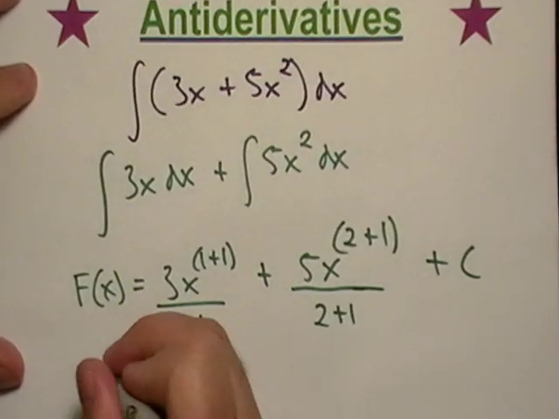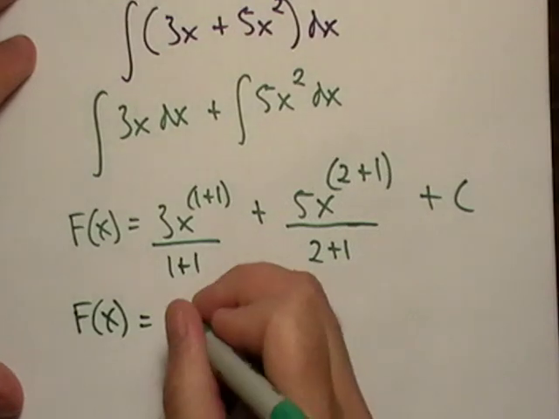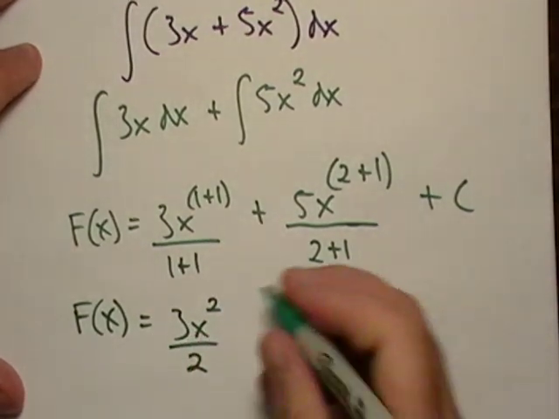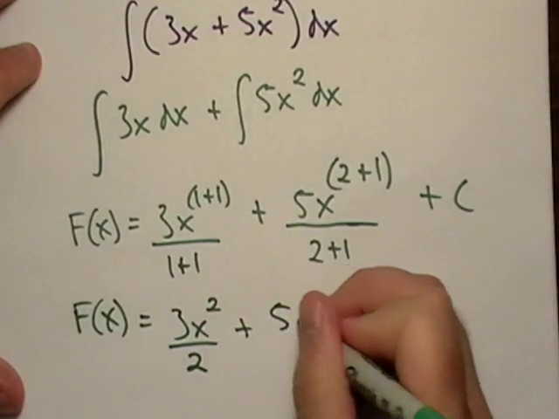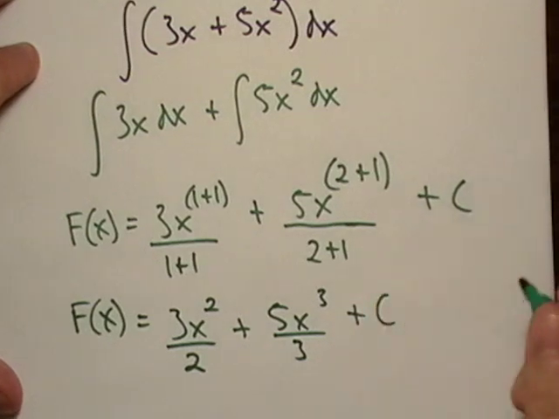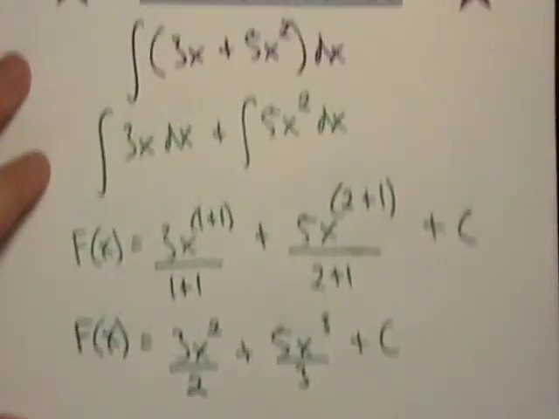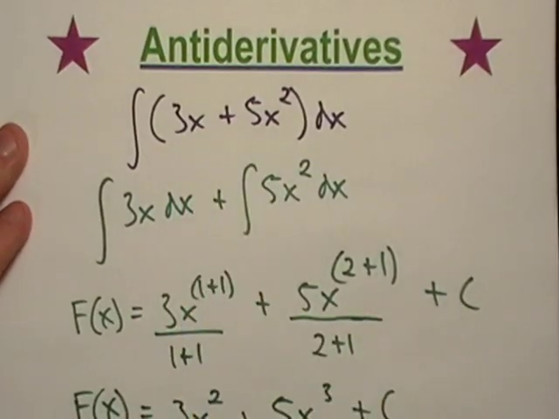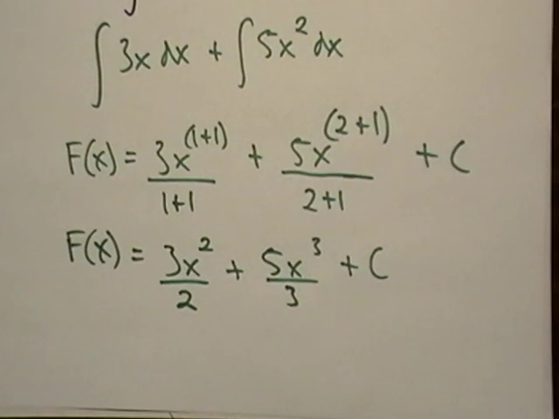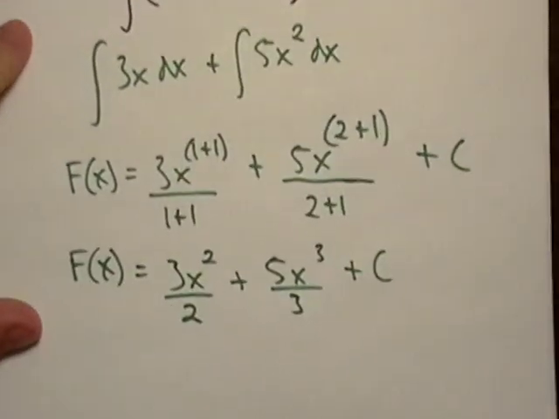Okay, so let's go ahead and do some more simplification to this. And we'll have something that looks like 3x squared over 2 plus 5x to the third over 3 plus c. Okay, so that's our general antiderivative of 3x plus 5x squared. Okay, so let's differentiate this and make sure that we get this.